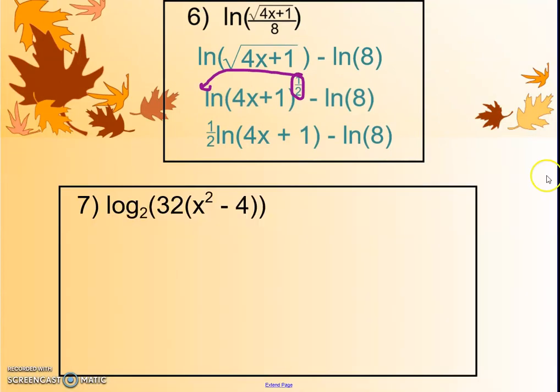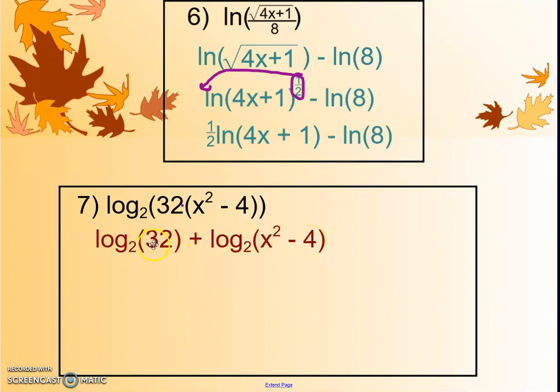Finally, here's one last problem. Log base 2 of 32 times the quantity x squared minus 4. Again, you might see the product property here. You might see that we have multiplication, so we could separate this out into log base 2 of 32 plus log base 2 of x squared minus 4.